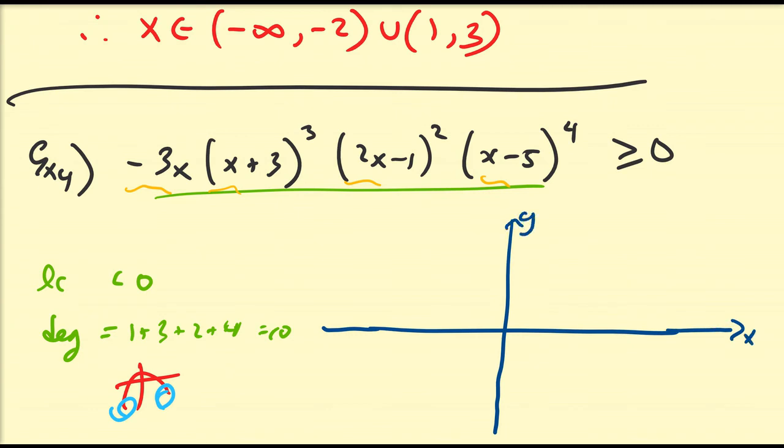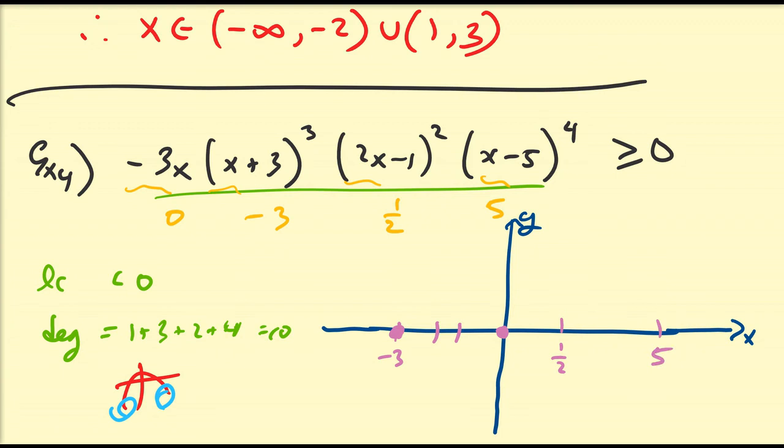X-axis, y-axis. So our x-intercepts in this case are going to be 0, -3, 1/2, and 5. So let's sketch them out right quick. So 0, -3, 1/2, and 5.